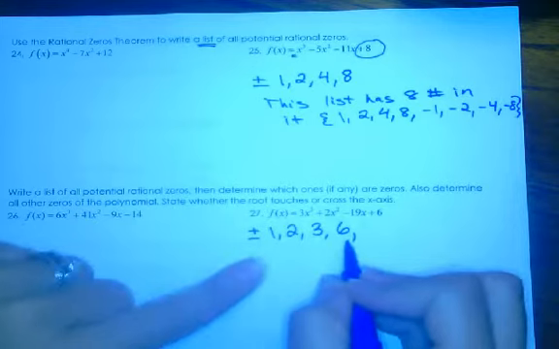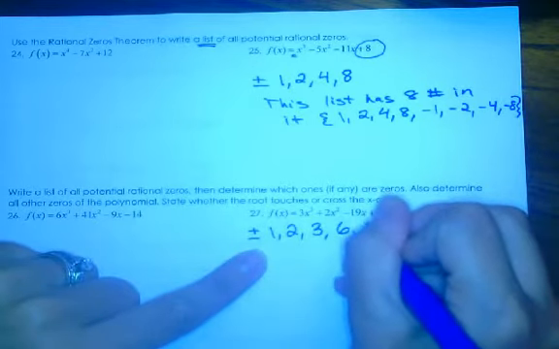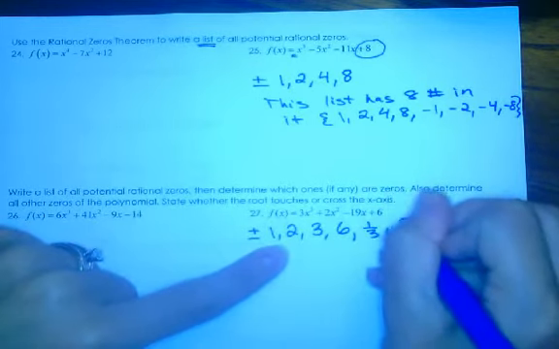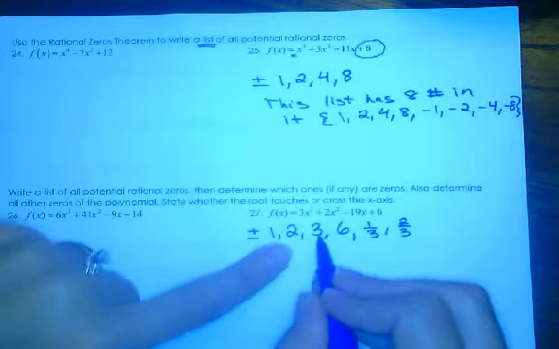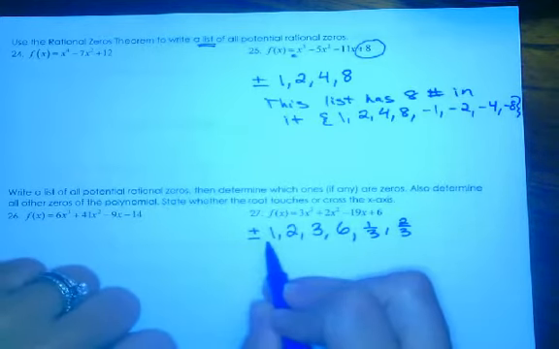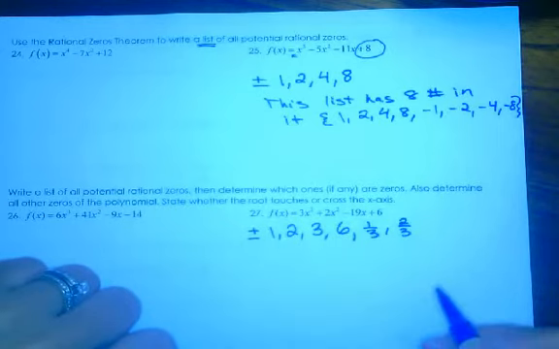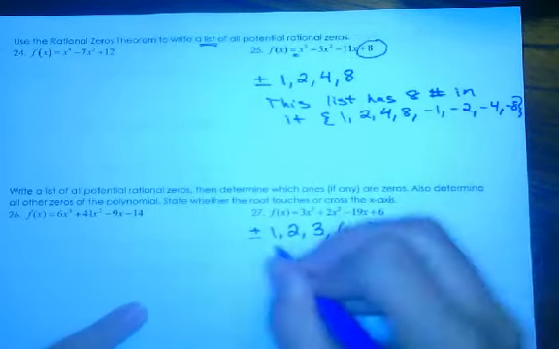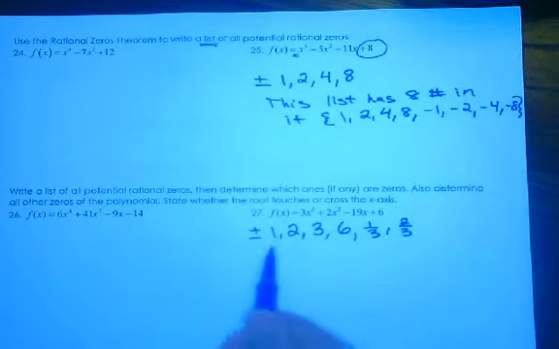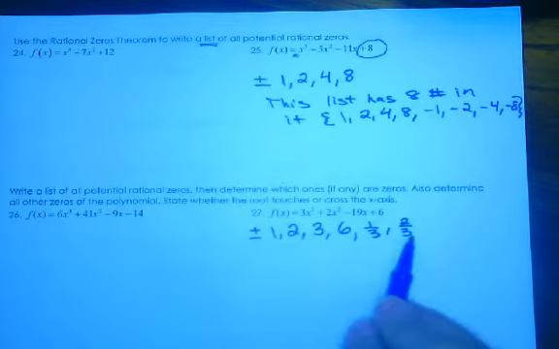So now I need to divide each one of these by 3. So 1/3, 2/3. Here's the deal though, when I divide 3 by 3, I get a 1, that's already on the list. When I divide 6 by 3, I get a 2, which is already on the list. So here's my list of potential roots. Notice that this list is going to have 12 things in it because I've got 6 positives and 6 negatives.